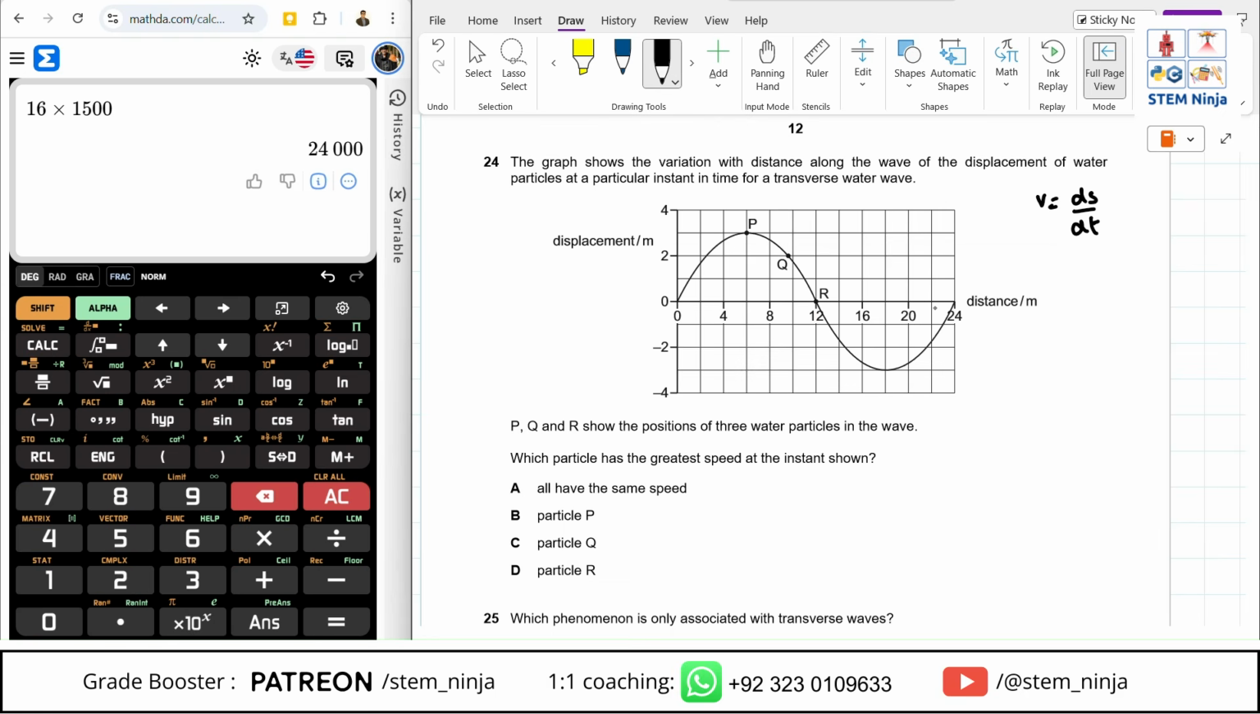So the derivative of sine is cosine. So we know where displacement is highest, velocity would be 0. Where displacement is 0, velocity would be highest. This is also repeated in the simple harmonic motion chapter in A2 also. So where it's greatest speed, where you have maximum gradient, particle R.